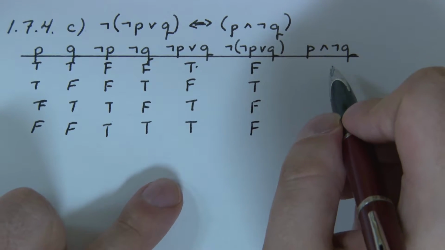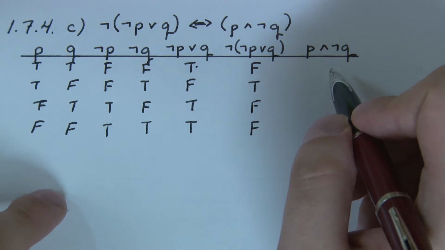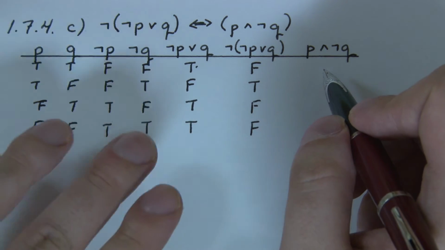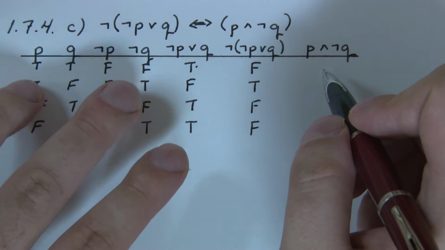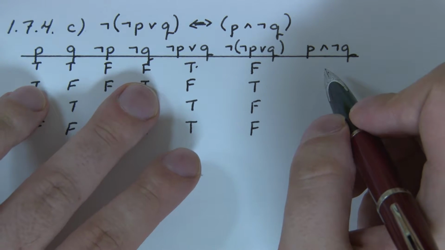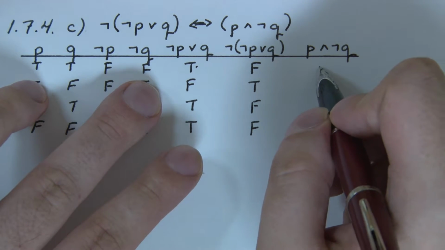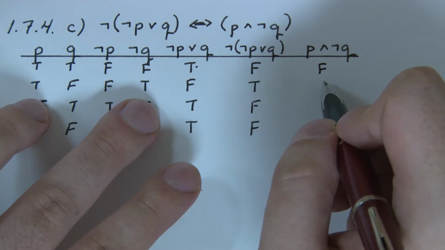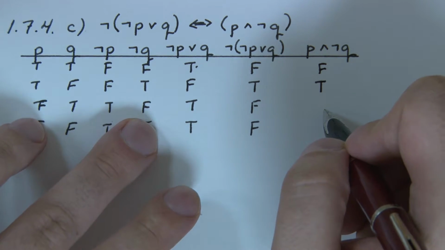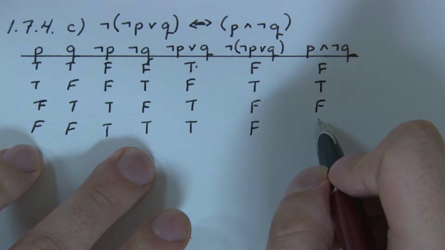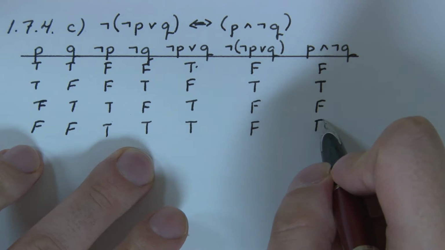Okay, so for the last one, I have P and not Q. So I have this column that I'll use and this column, and I'll do the conjunction. And with the conjunction, I have to have both of them be true for this to be true. So I have true and false, that's false. I have true and true, that's good, that's true. False and false, that's false. And lastly, false and true, that's false.